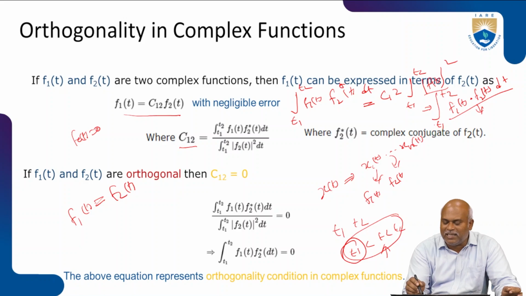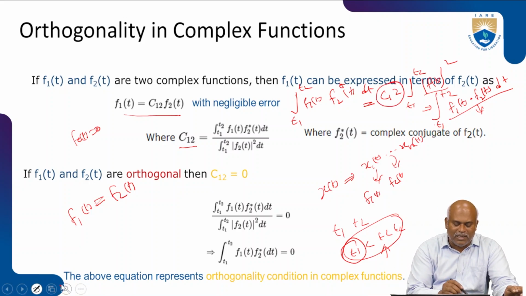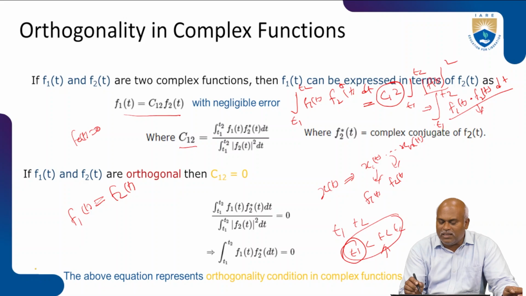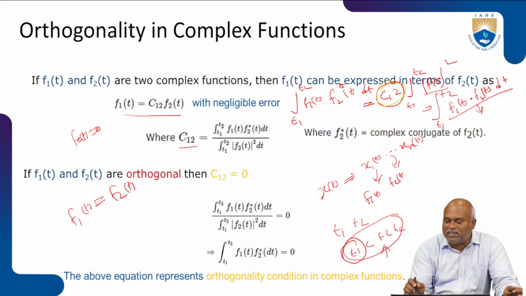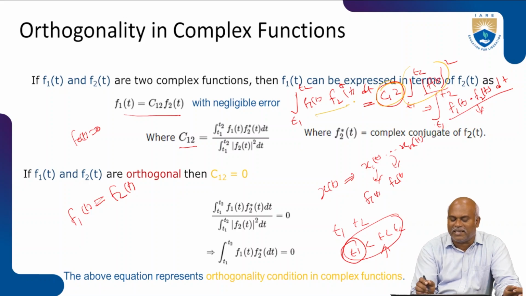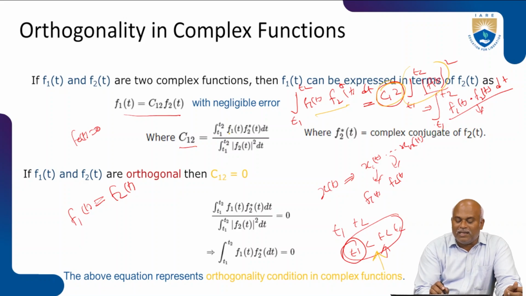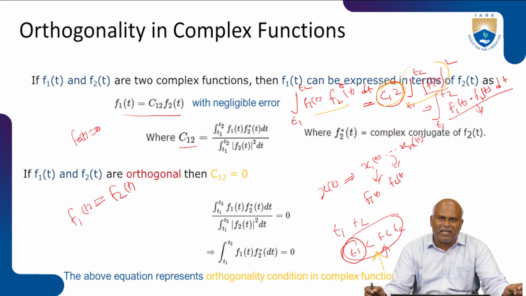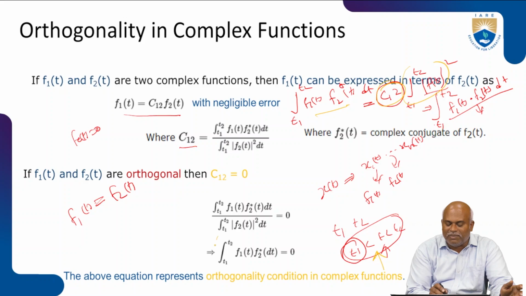So now with this condition, I make it to find c12. This c12 is equal to, if this portion comes to this side of the division, then what will finally be written? c12 is equal to the integration from t1 to t2, what is the limit? Here we take the signal limit, f1 of t, f2 star of t, dt, divided by the integration from t1 to t2 of f2 mod square dt. Then, if f1 of t and f2 of t are orthogonal, then c12 is equal to 0. What output did we get? Then the output is represented like this form.